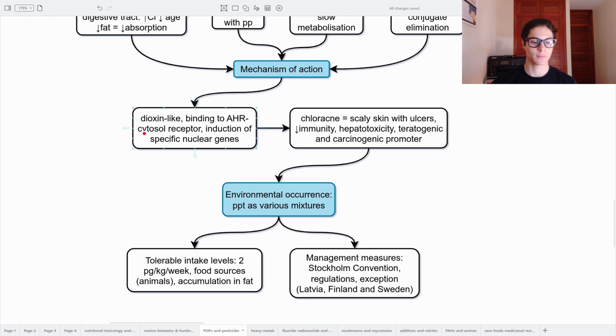The mechanism of action is dioxin-like. So it's binding to an AHR cytosol receptor, and it will induce a specific nuclear gene, leading to chloracne, which is a scaly skin with ulcers, a lower immunity, hepatotoxicity, teratogenic properties, and also a carcinogenic promoter.